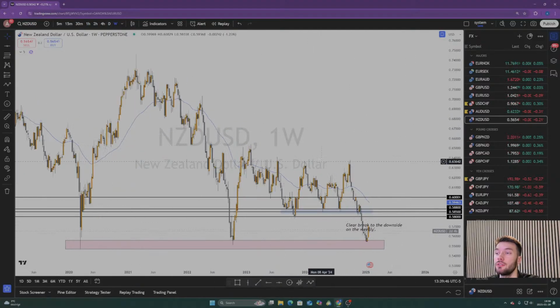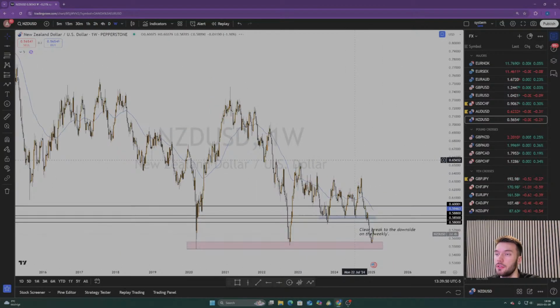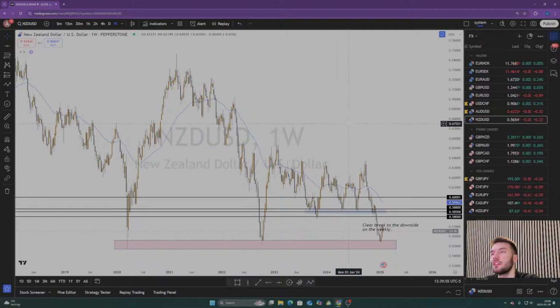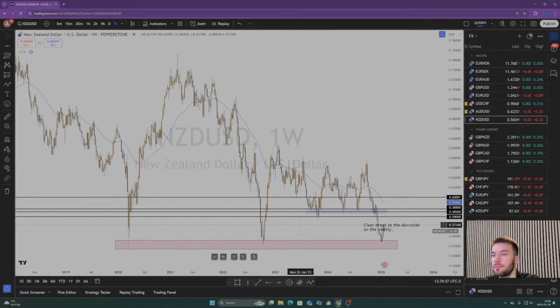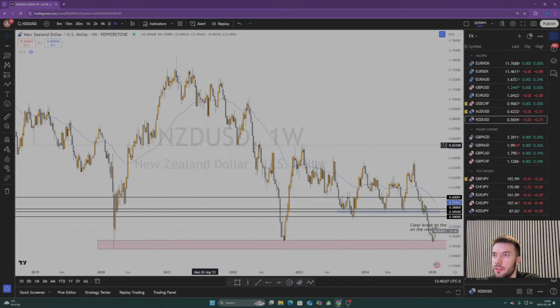Yeah, huge level, huge AOI. Two times, not significant, but we tapped it two times. I say not significant because usually we want to have at least a 3 candle body close at the level to make it significant.